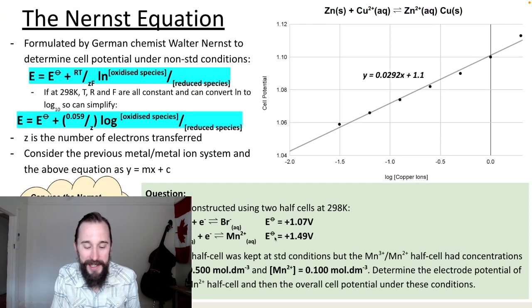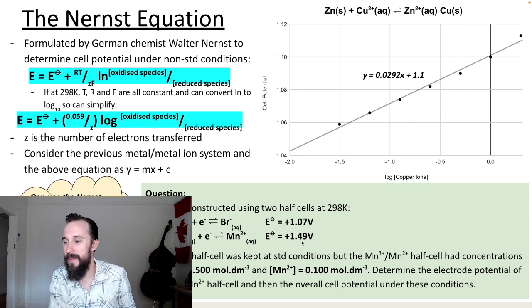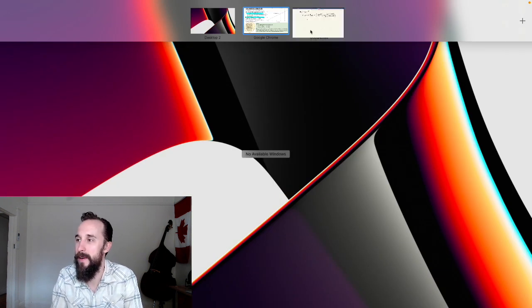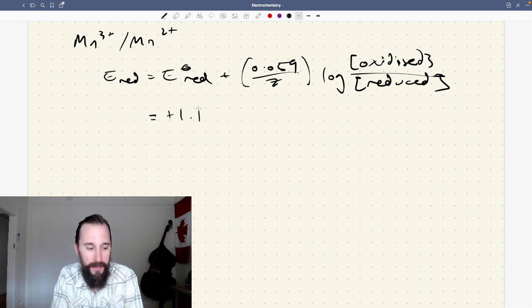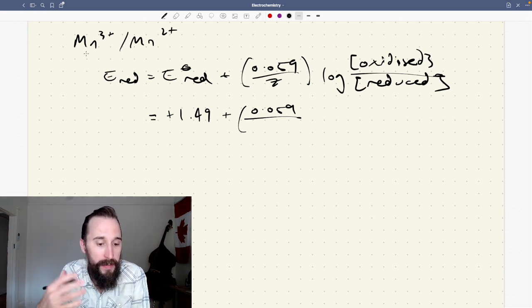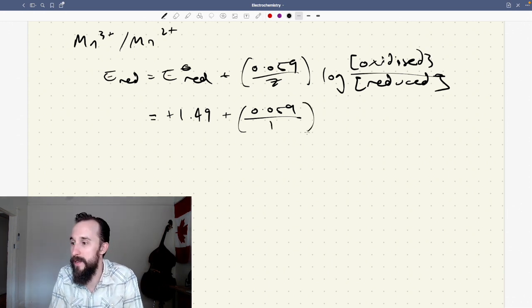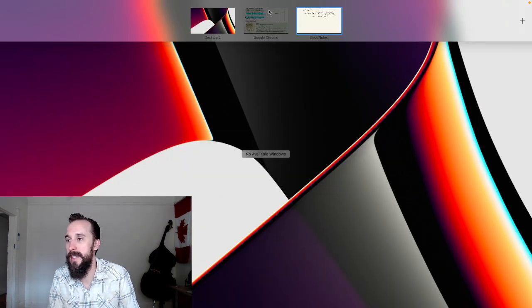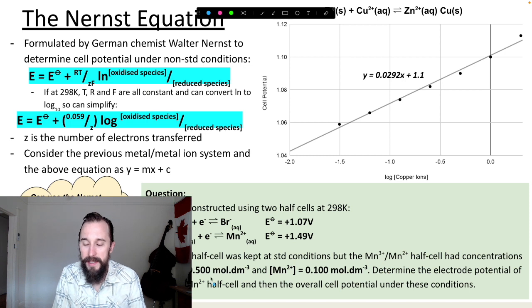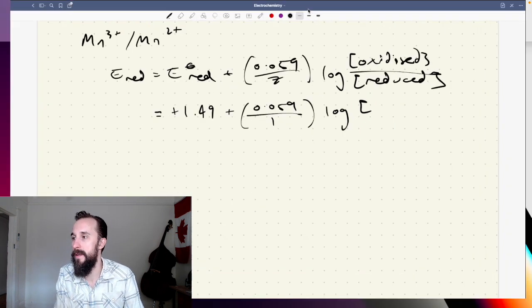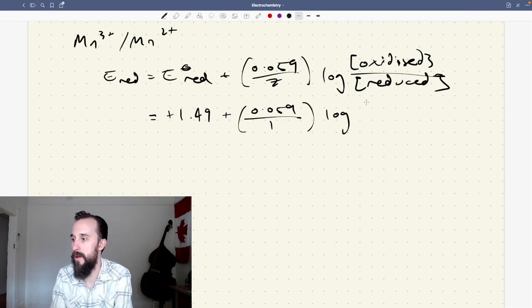The standard reduction potential of the manganese half cell is plus 1.49 volts. So E equals plus 1.49 volts plus 0.059 divided by how many electrons are being transferred. To go from a 3+ to a 2+, we have one electron being transferred, multiplied by the logarithm of the concentration of our oxidized species. So that's going to be the one that's the loss of electrons there, 0.5 divided by our reduced, which is 0.1. So 0.5 divided by 0.1.